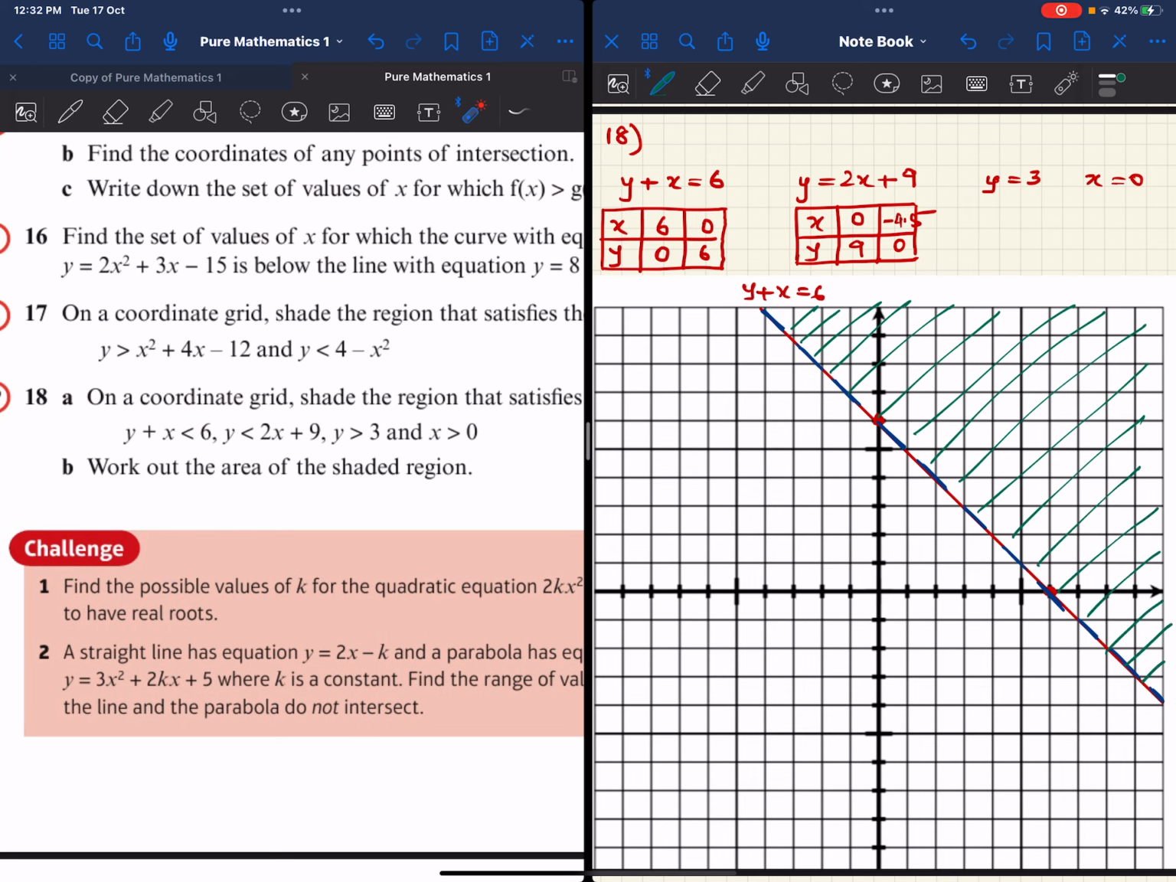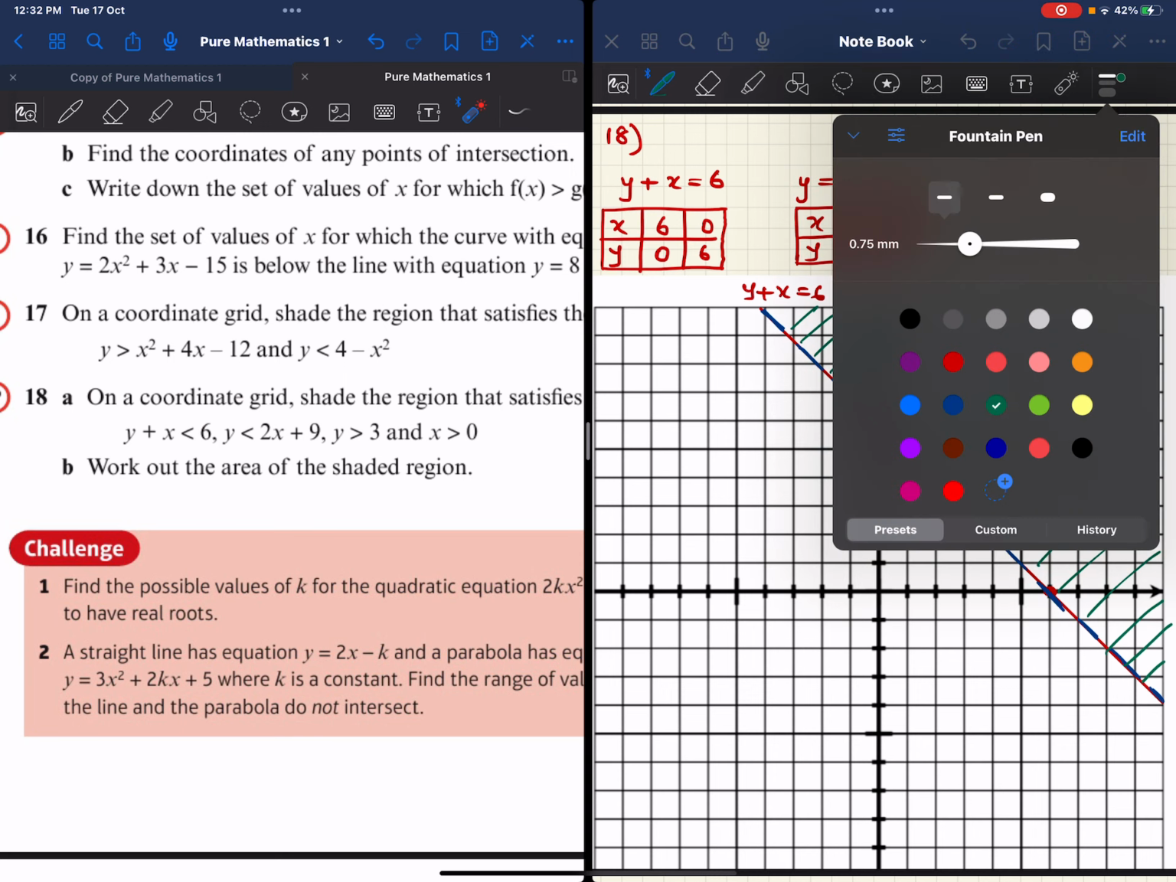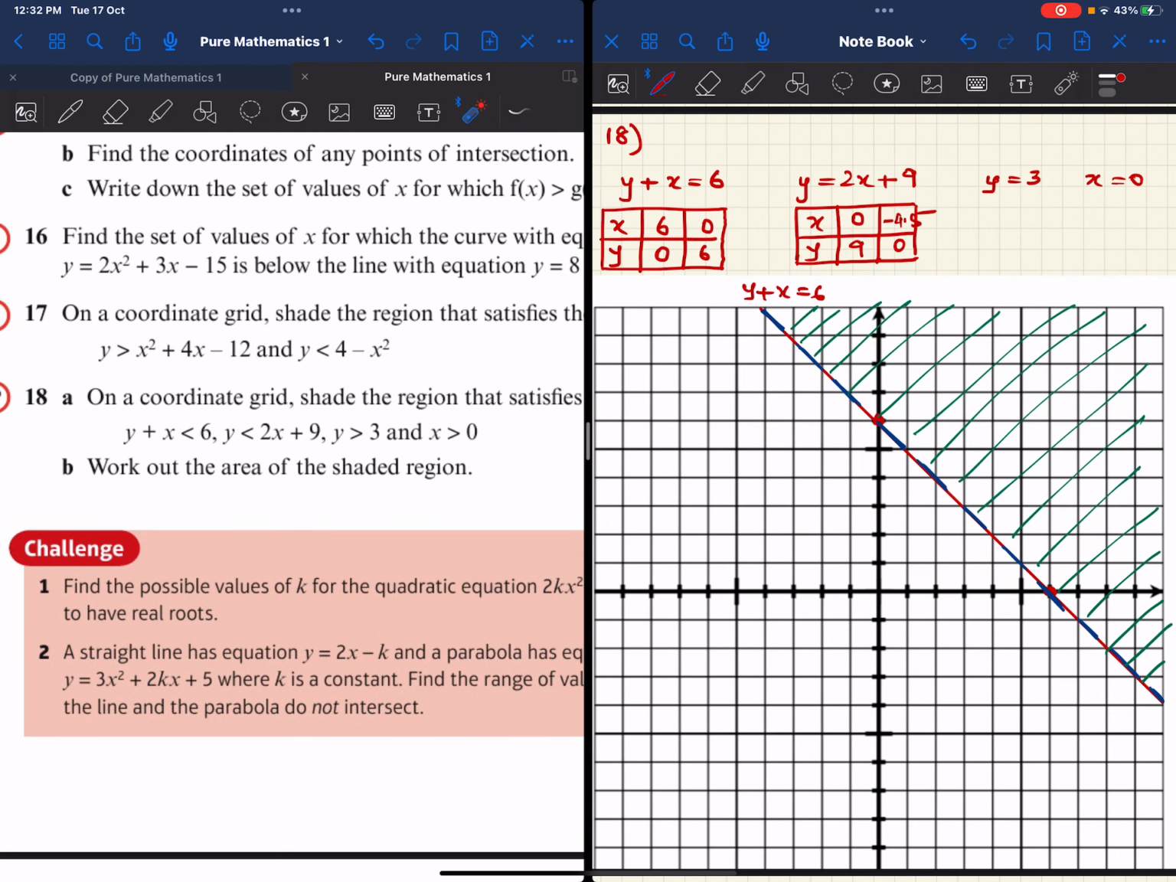Moving on to the second line, which is y equals 2x plus 9. So we have the points 0, 9. So 7, 8, 9. This is 0, 9. And the other point is minus 4.5, 0. 1, 2, 3, 4, 4.5. So let's connect the dots.